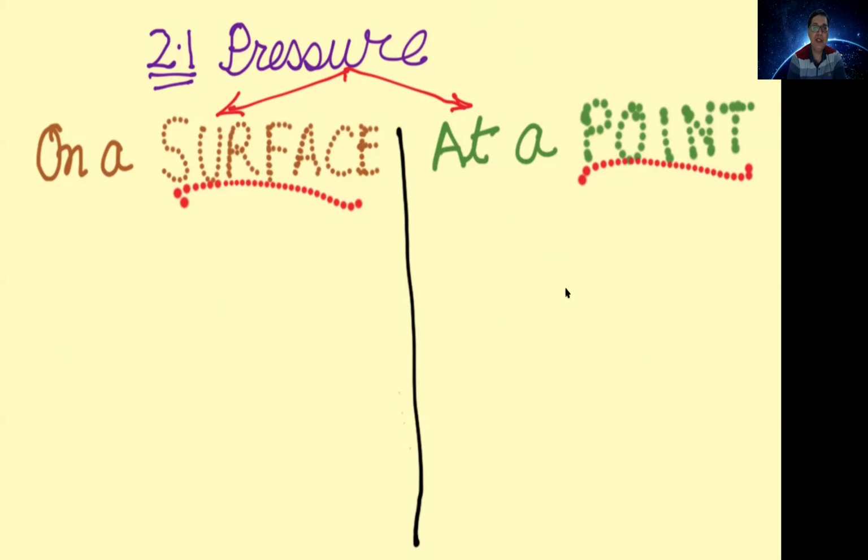So the fluid which is in contact with a stationary surface, then what is the direction of force on that surface? For those two cases, the direction of pressure will be discussed here. And secondly, the pressure at a point, what is its direction, will be discussed here.